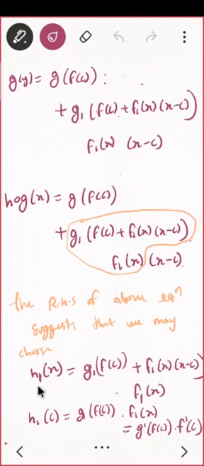So suppose I am choosing this h1, so this is my expression, but what will h1 of c be? This x minus c will get cancelled. I'll be getting g1 of f of c into f1 of c, but g1 is same as g dash, f1 is same as f dash, so this is same as g dash of f of c into f dash of c.